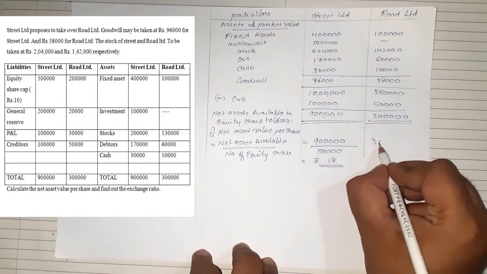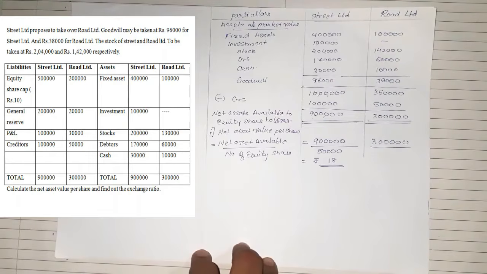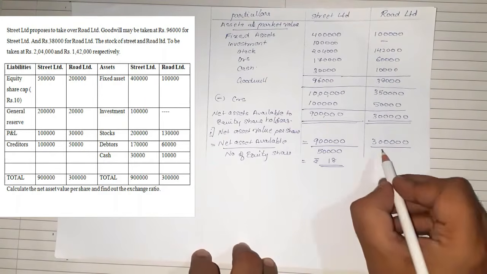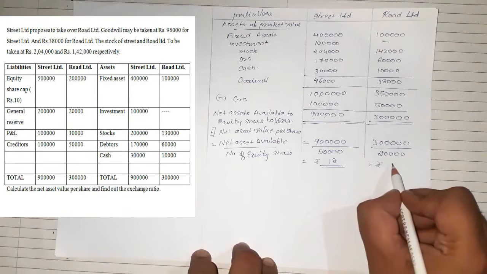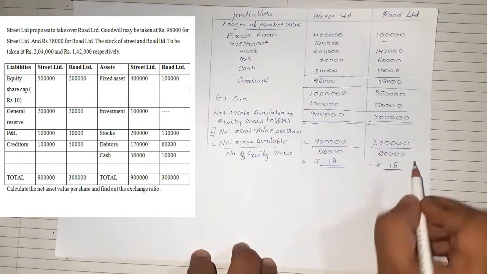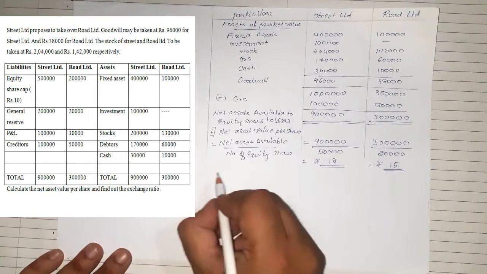For the second, the assets available is 3 lakhs divided by the number of equity shares. So there are 2 lakh equity share of 10 each. So it will be 20,000. So the value should come to rupees 15 per share. That's the first answer, value of share as per net asset method.